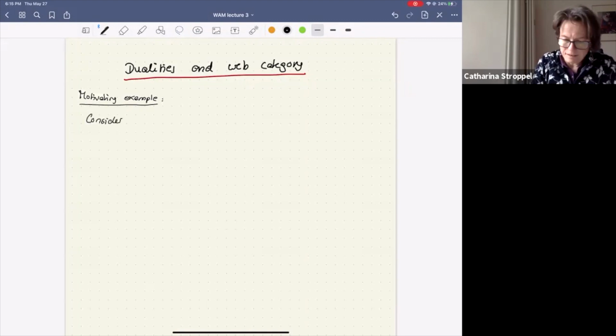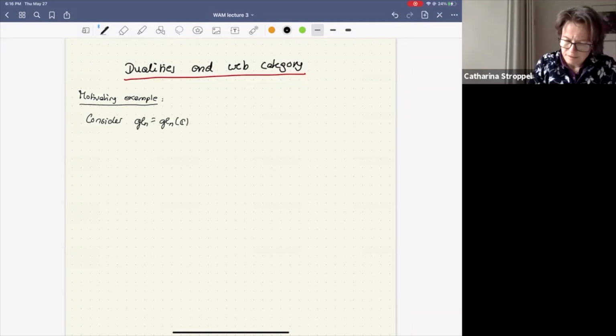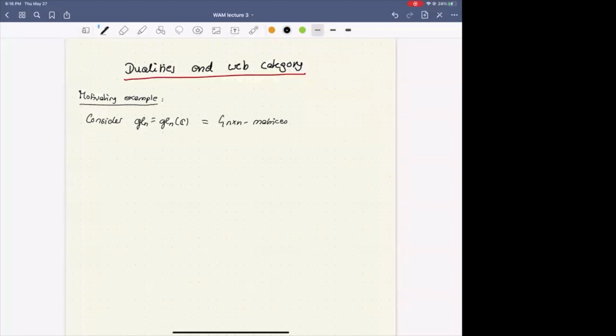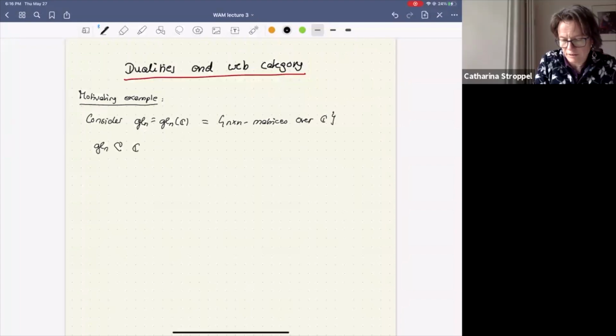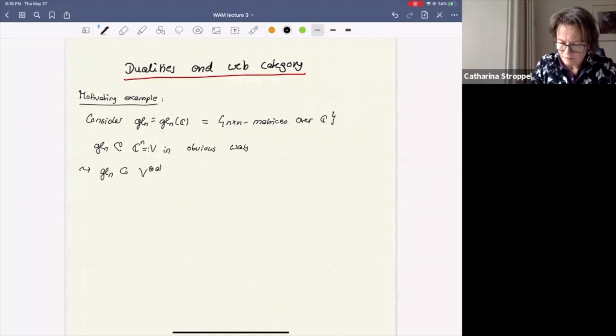So I start with the Lie algebra GL_n, which is GL_n(C), so n times n matrices over C. And I can act with GL_n, obviously, on C^n, just in the obvious way, by multiplying a matrix with a vector. So, and then we saw in the exercises that I can then also act on, so let me call this maybe V, I can also act on the tensor product of V via the following rule.